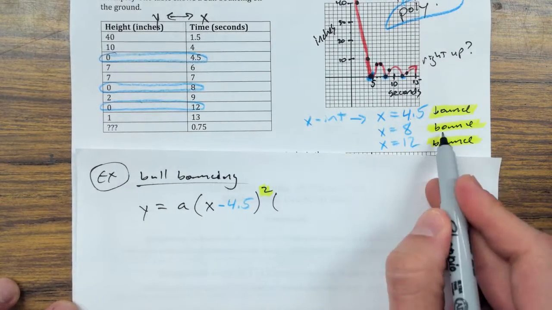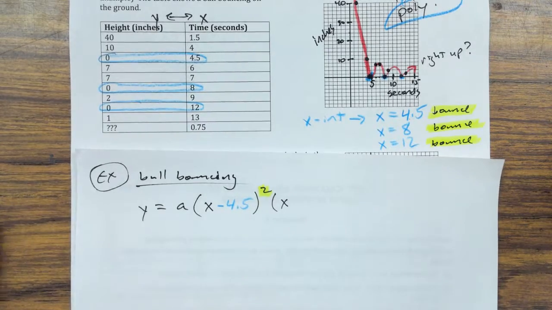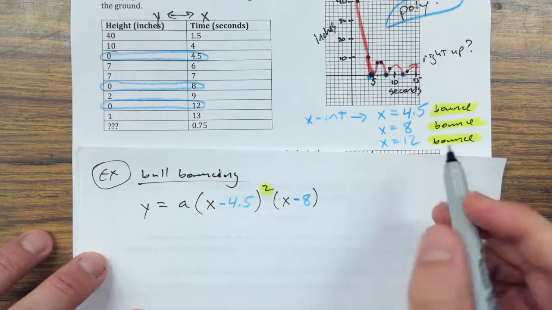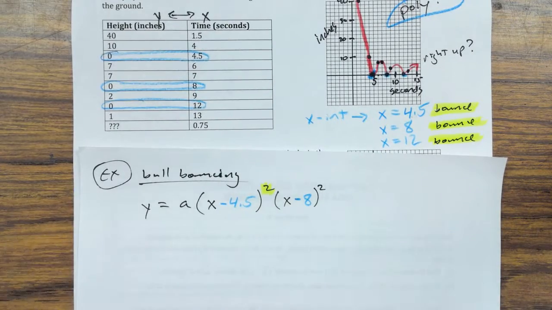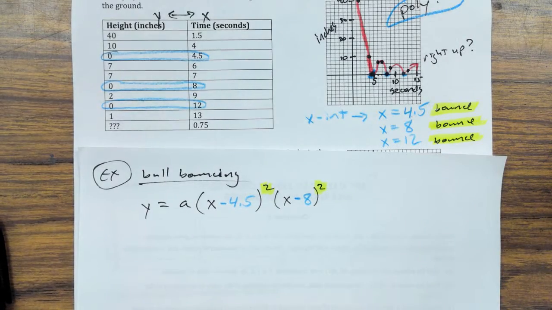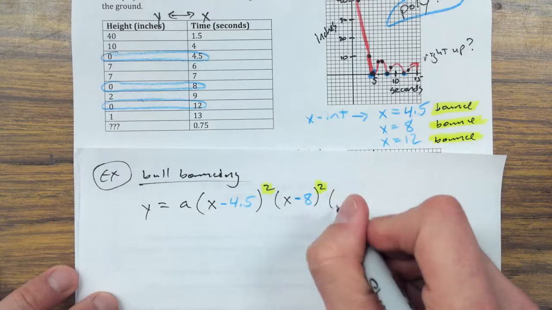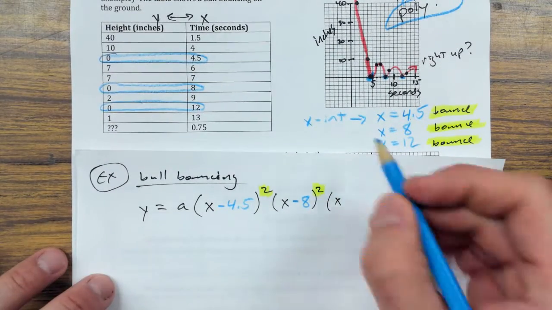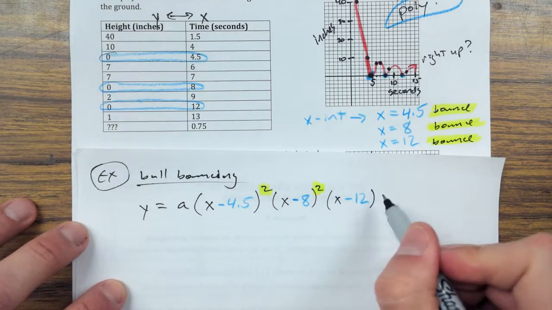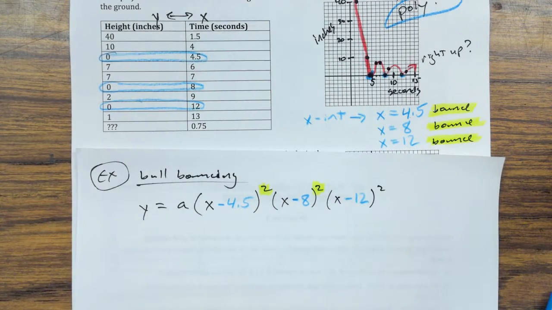The next x-intercept was 8, x minus 8. Parentheses, it also bounced, so it also needs a square. If one of these didn't bounce, then you wouldn't put the exponent. And then the last one's x at 12, so x minus 12. It also bounced, so squared.